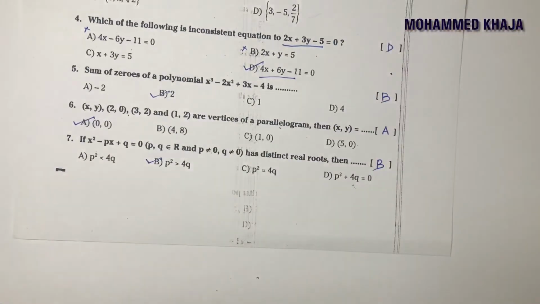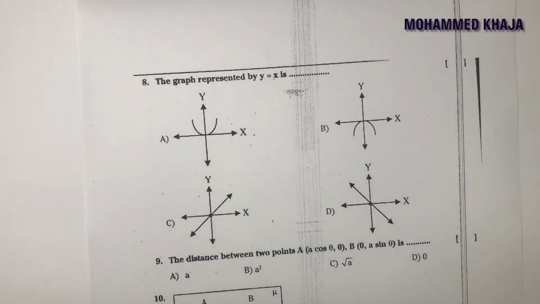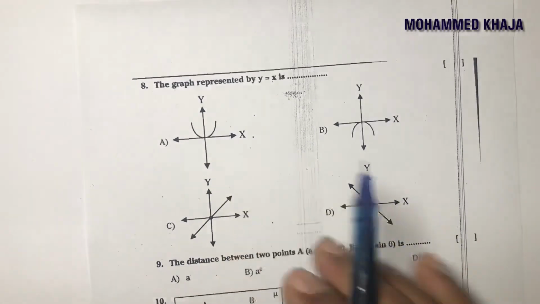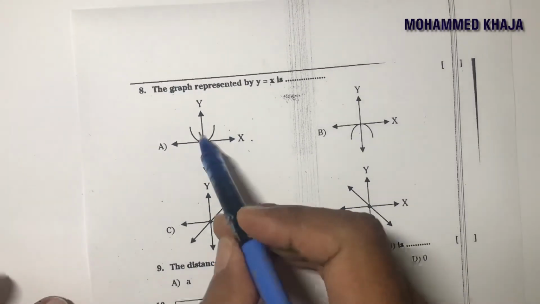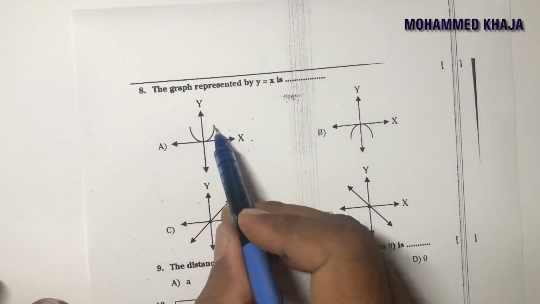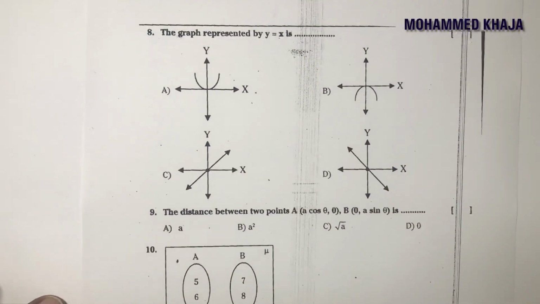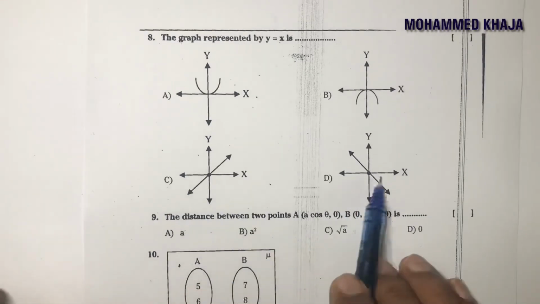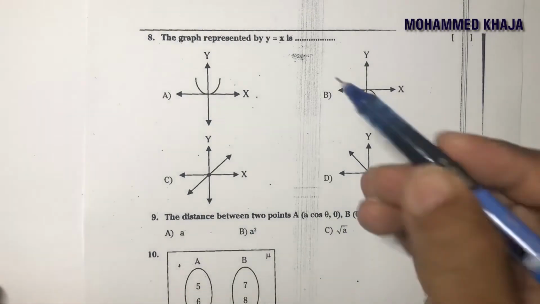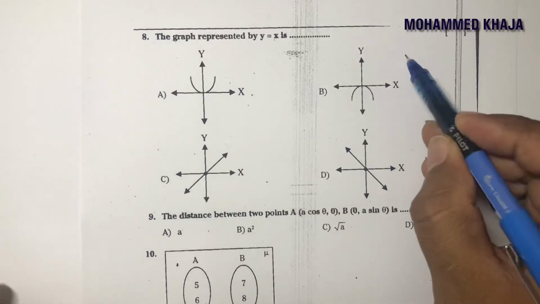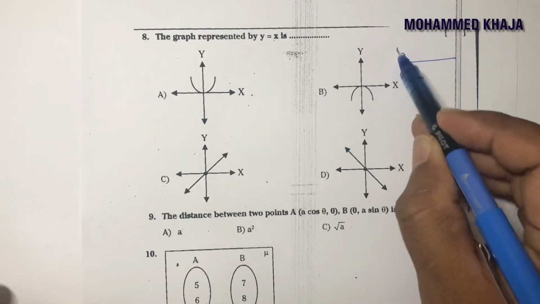Next, this eighth question. The graph y equals x squared. See, it is a U-shaped curve, so here it is a quadratic equation. This is also a quadratic equation. Y is equal to x is a linear equation. So out of these, one will be correct. So how to check it? Just plot the values of x and y.